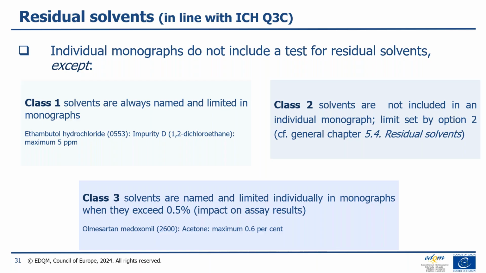In the monograph of ethambutol hydrochloride, you will find a test for the control of the class 1 solvent 1,2-dichloroethane at maximum 5 ppm. And in the olmesartan medoxomil monograph, there is a test to control acetone at maximum 0.6%.